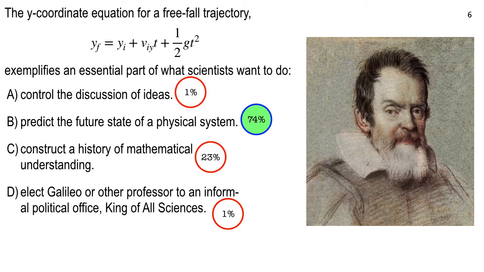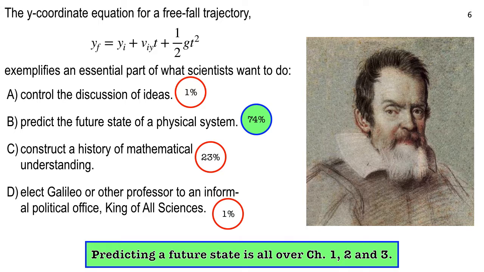So if you did a good amount of study and did some thinking, you could snag this question. And 74% of the class did that. Because predicting a future state, that whole idea, it's all over chapters 1, 2, and 3. So, all right, last one.